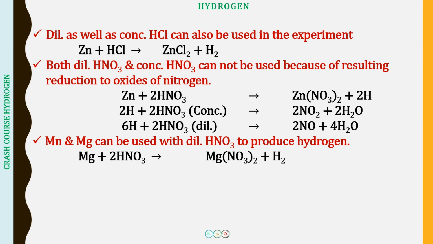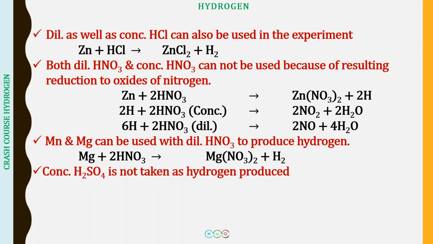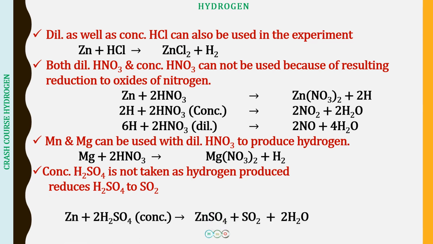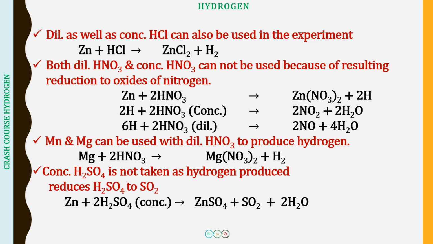For example, if I give you the reaction of magnesium plus HNO3, this is going to form magnesium nitrate plus hydrogen. Concentrated H2SO4 is also not used for hydrogen evolution, again because H2SO4 gets reduced to sulfur dioxide. The reaction is in front of you. So we will be using dilute H2SO4. We use dilute HCl. We can use concentrated HCl, but we never use concentrated or dilute HNO3 for the reaction.